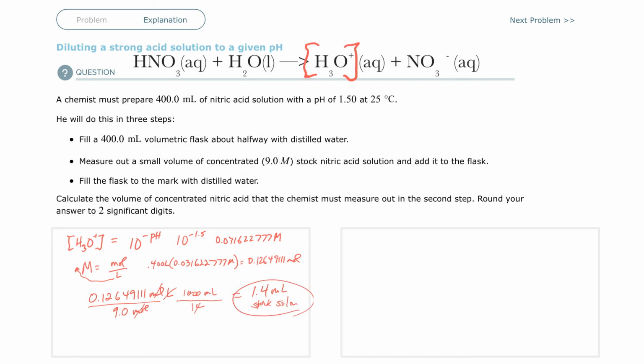and dilute it by putting it in a flask and then filling it up with distilled water up to the 400 mL mark. So that's a dilution problem. Pretty involved, but if you do this several times, I think you'll get it, I'm sure.